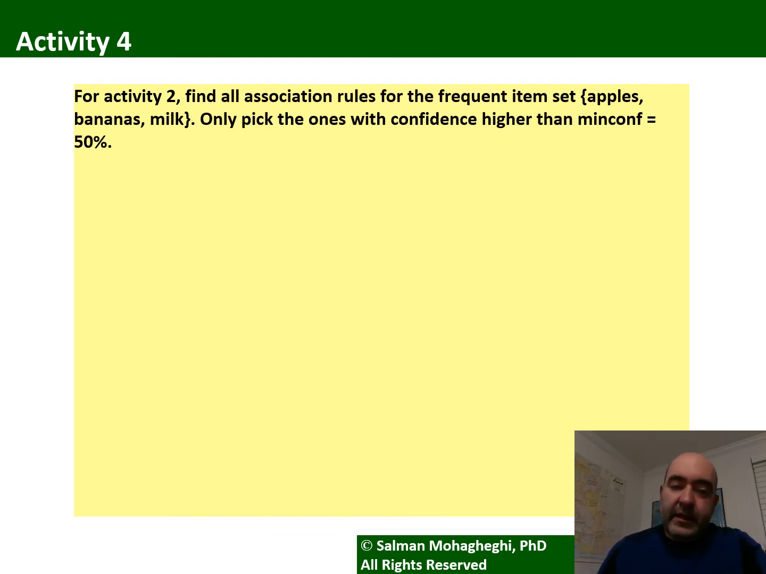Now, we're going to do this in this activity. For activity 1 and 2, in which we looked at the list of data instances being the customers and the items that they have purchased at the supermarket, what I would like you to do is consider this item set, apples, bananas, and milk, and essentially find all the possible association rules for which the confidence is greater than 50%. So you will come up with all the possible rules first, then you calculate the confidence for each one and only keep the ones in which you are 50% or more confident. Again, pause the video at this point, go through this exercise, and once you're ready, hit play so I show you the answer.